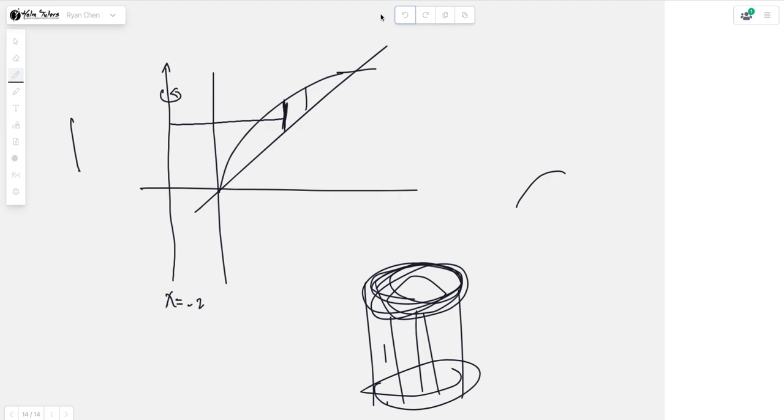Cylindrical shells. And if ever we go 5 minutes over the 60 minutes, 5 minutes is on me. But anyway, I just want to make sure.